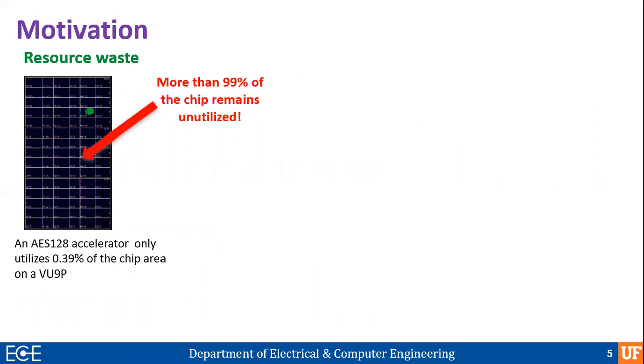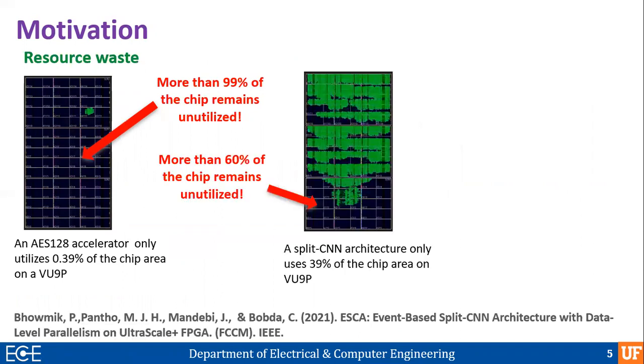Now, let's quickly take a motivation example here. We compile and program an AES core on a Virtex UltraScale+ device, and we observed that more than 99% of the chip remains unutilized. We tried the same experiment with a larger device and a larger design, which is a split tenant architecture that we recently published at FCCM in 2021. And even though that design is way larger than the AES core, we still see that more than 60% of the chip is not utilized.